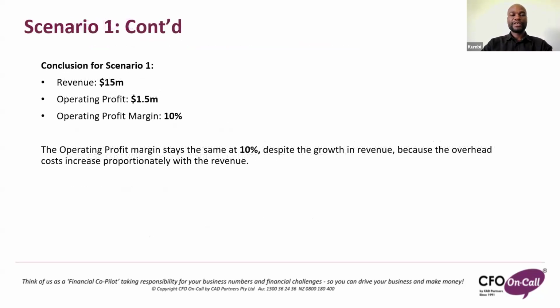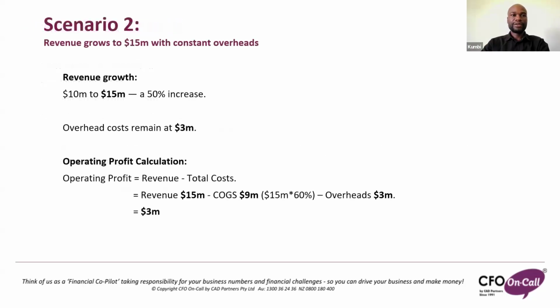So here's the conclusion of scenario 1. Total revenue $15 million, operating profit 1.5 million, and our operating profit margin stays at 10%. So despite the growth in revenue here, you can see that we've maintained the same margins. So the business has grown together with the costs. So now let's look into scenario number 2.